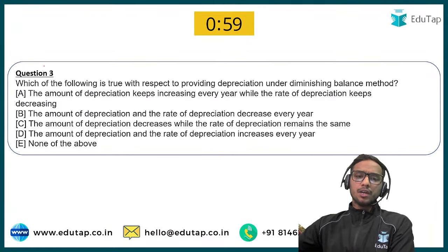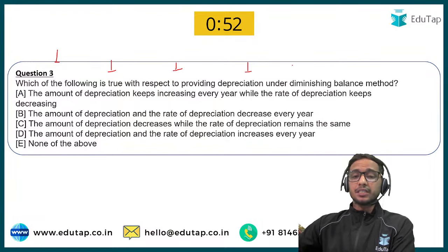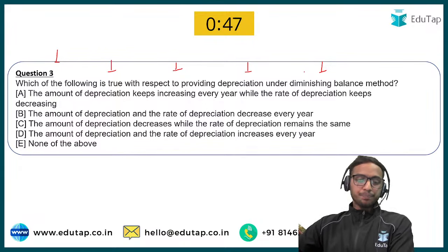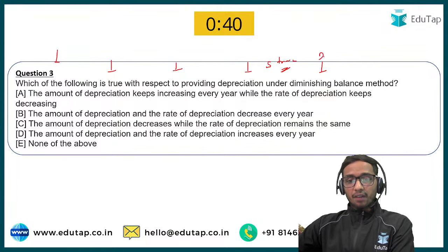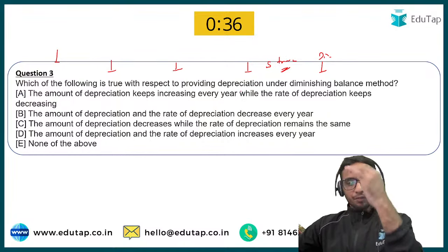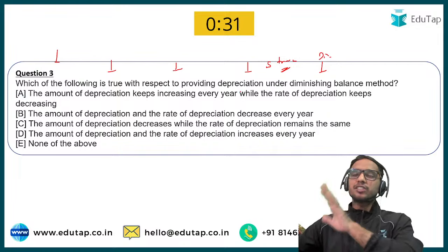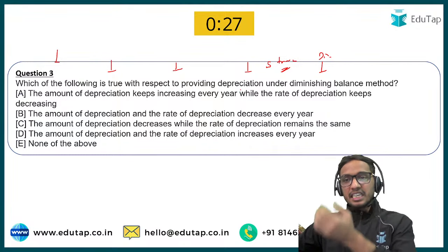Okay, now the third question says, which of the following is true with respect to providing depreciation under diminishing balance method? See, we have different methods of depreciation, isn't it? Now in these methods we have the most popular method as straight line method, then we have the diminishing balance method. So the question is asking you which of the following is true regarding the diminishing balance method. So in the diminishing balance method the rate remains same, right, but your depreciation gets decreased each year, like this.